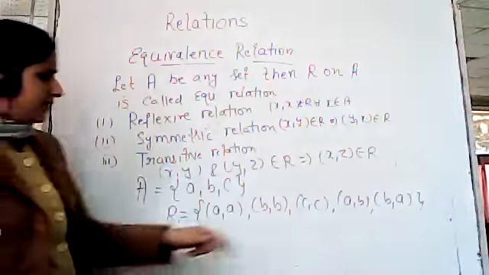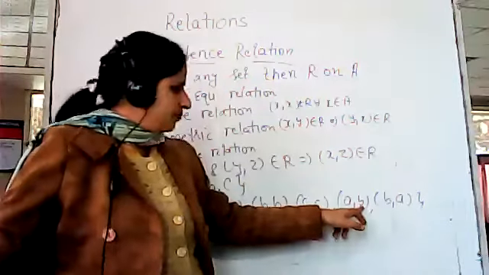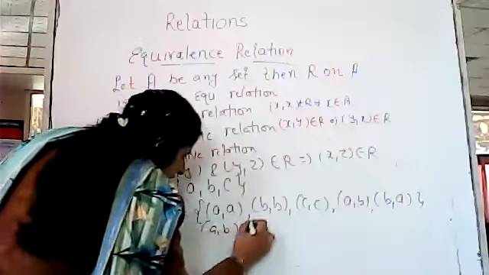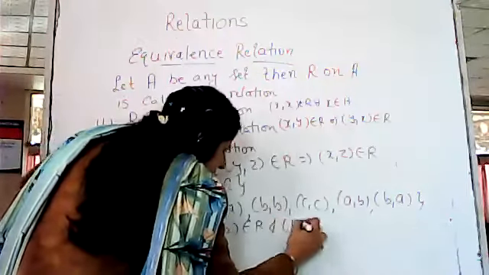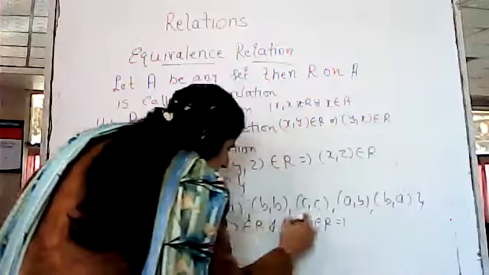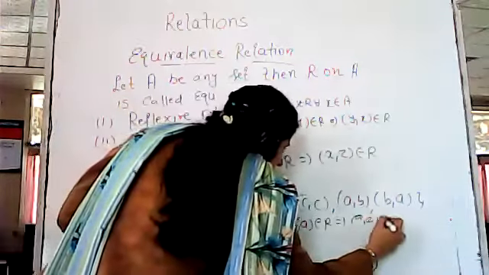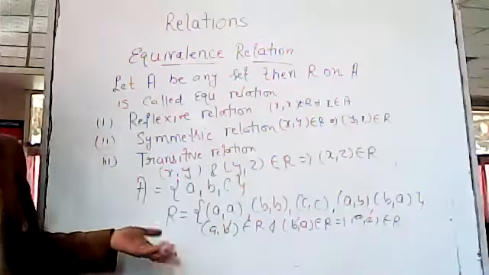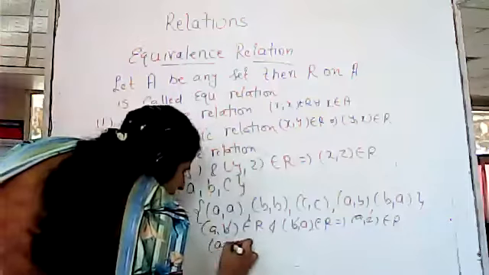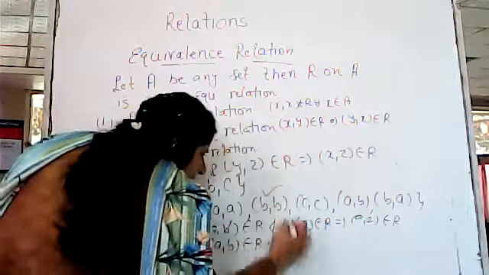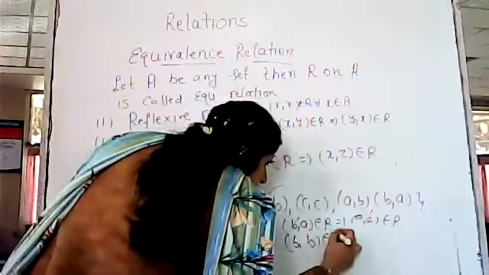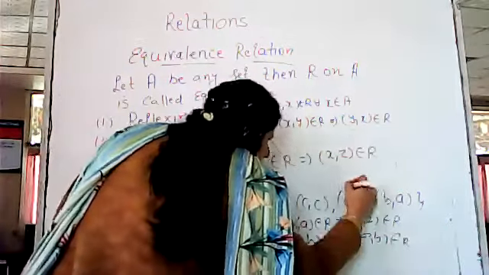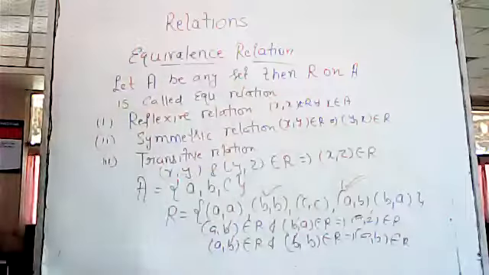Now to check the transitivity, A comma B is here, B comma A is present in R. So A comma B is in R, B comma A is also present in R. It means A comma A must be present in the relation R. So A comma A is already here. Again, A comma B is taken from R and B comma B is also taken from R. It means A comma B must be available in R. It is also available in the given relation.